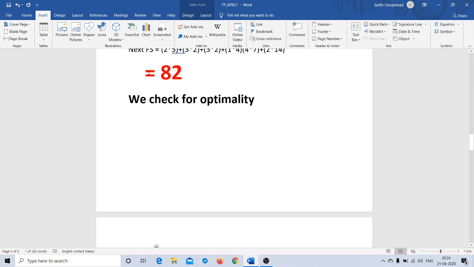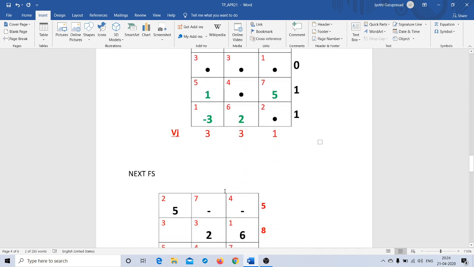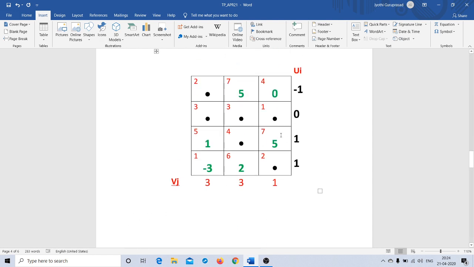This particular feasible solution, called 82, is again not optimal, and hence we proceed for optimality once again. Got it? We again proceed for optimality. Now again we'll end up drawing the loop. The loop will start from the largest negative entry, that is minus 3.